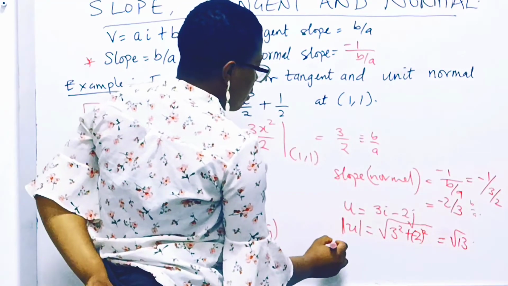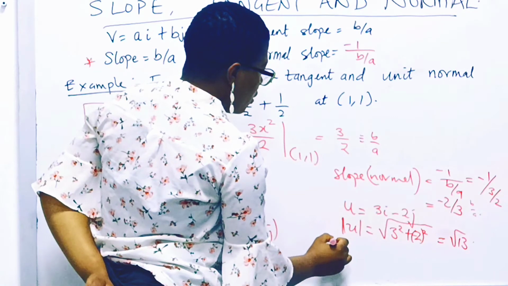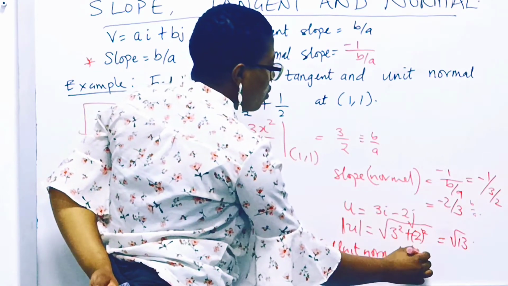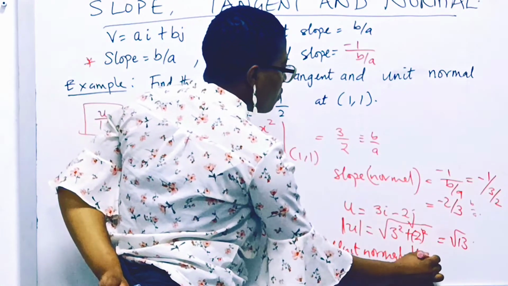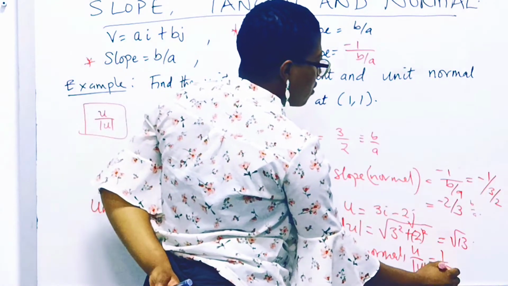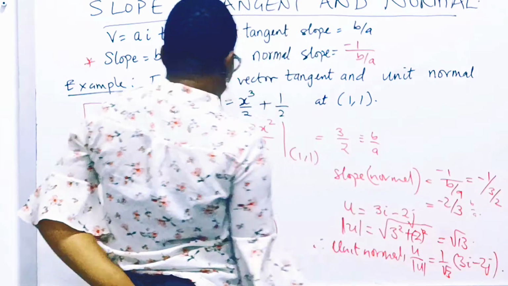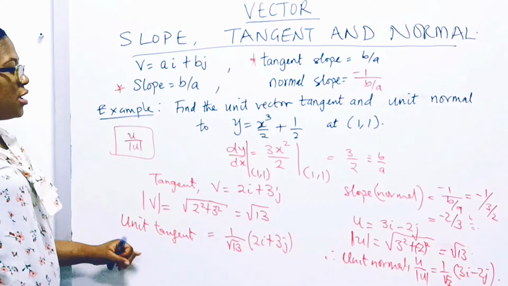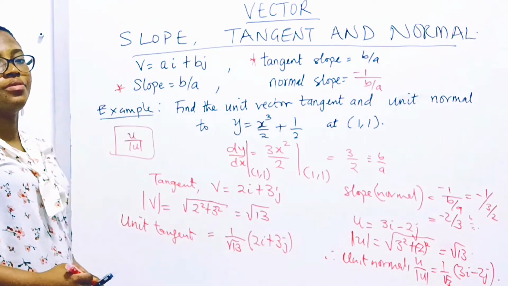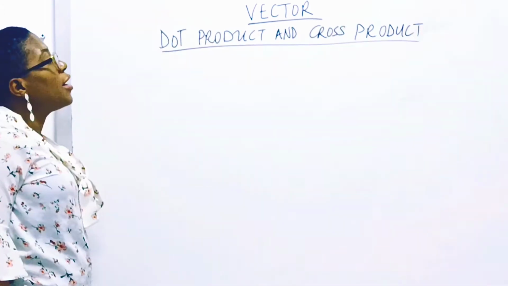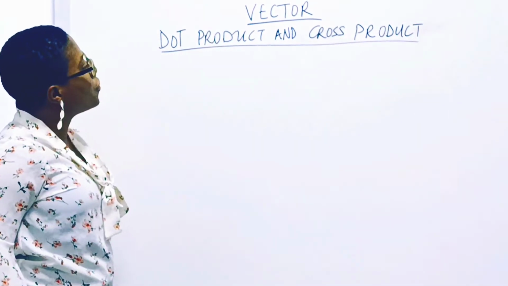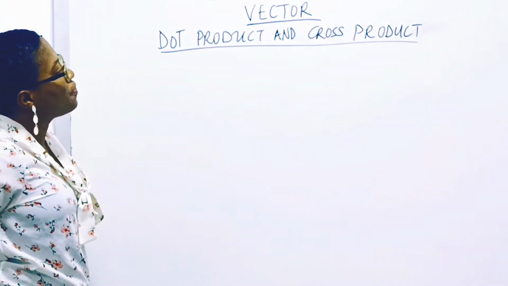Therefore, the normal vector, unit normal, which is u over magnitude of u, is equal to 1 over root 13 times 3i minus 2j. So this is the unit tangent and that's the unit normal. A simple answer. Okay, so now we move to dot product and cross product.